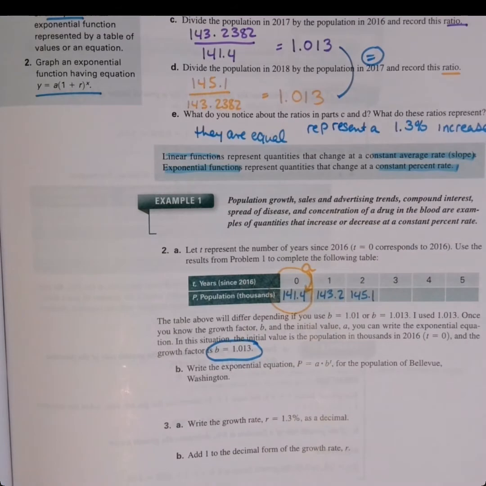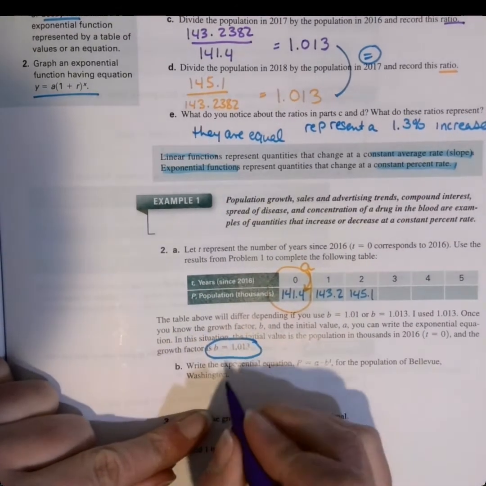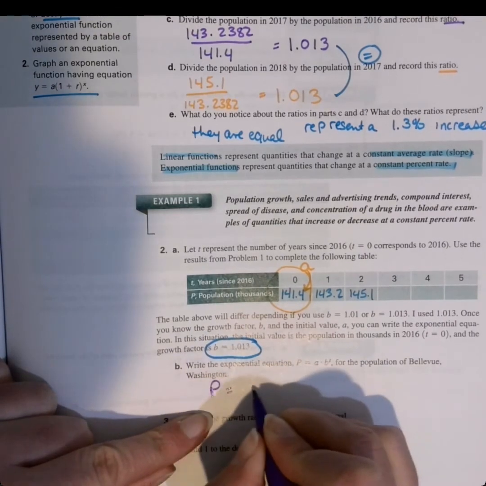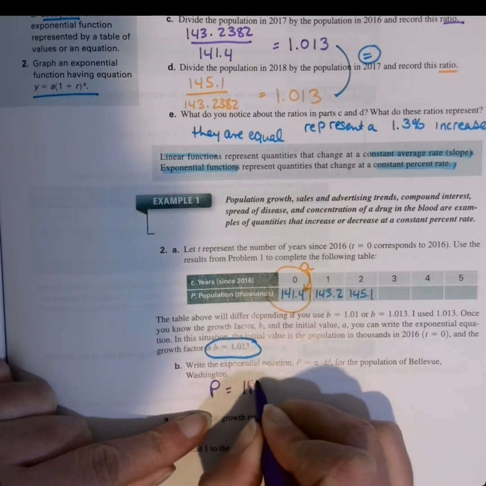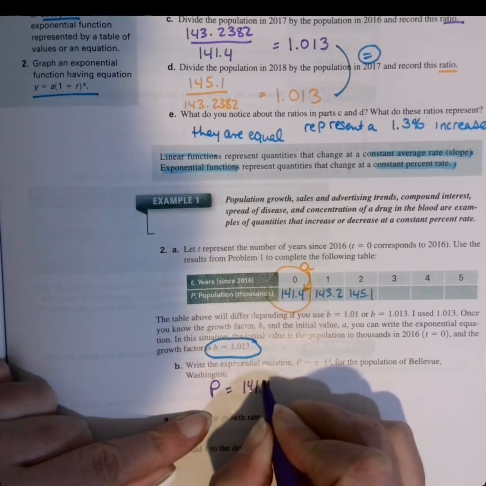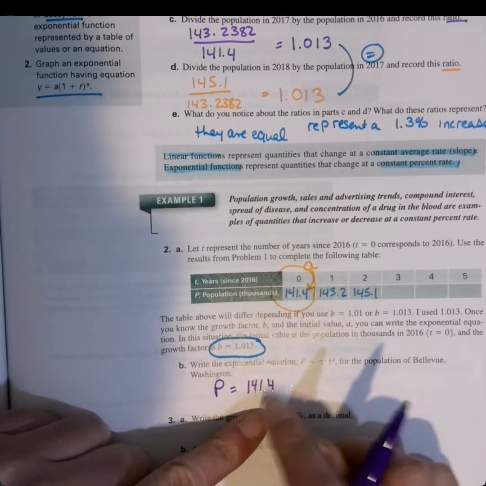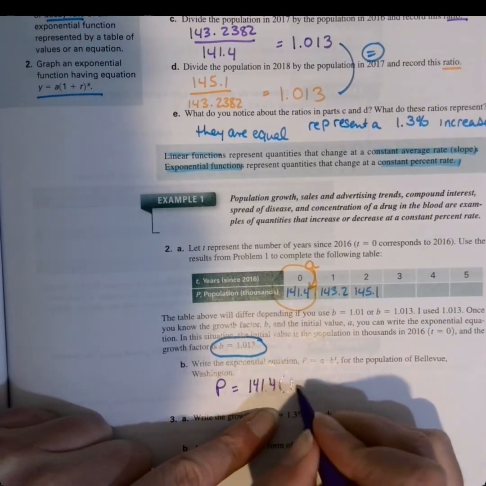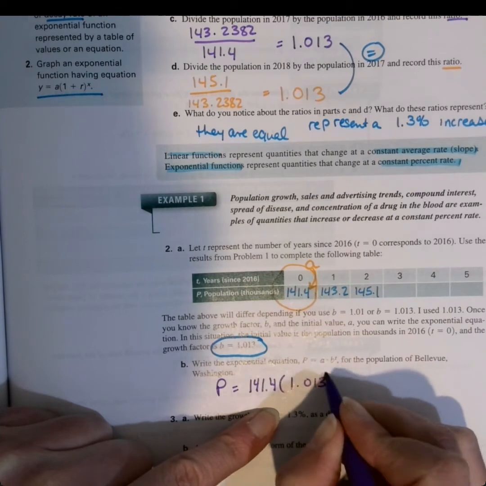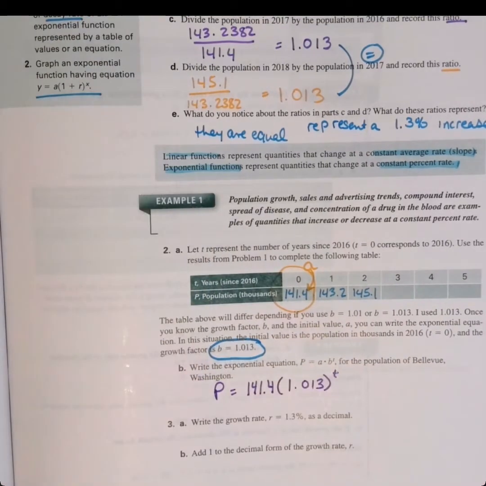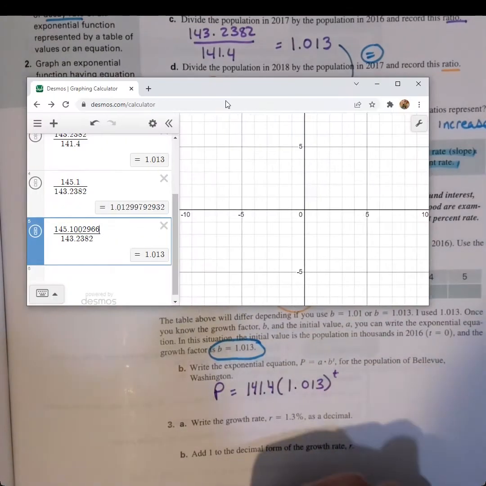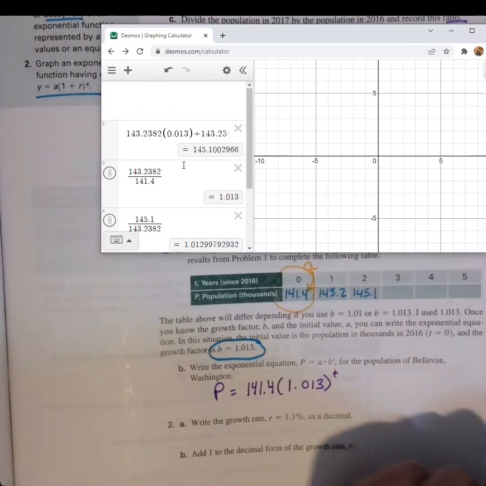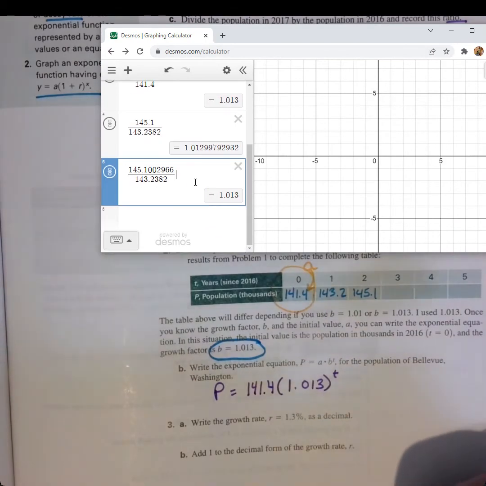So if I have those two pieces, A and B, I can write the function, and then I can use the function to fill in the rest of this. So P equals A, that's 141.4, that's what A is, times B, which is 1.013 to the T. Okay, so I'm going to go ahead and fill in the table from there. I think it's nicer than doing that repeated calculation again.